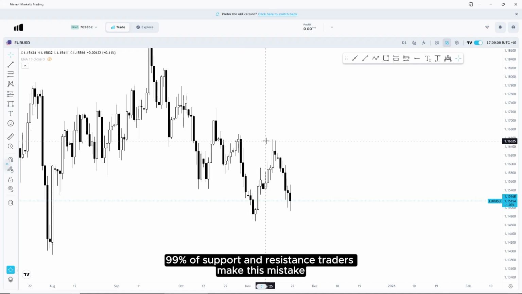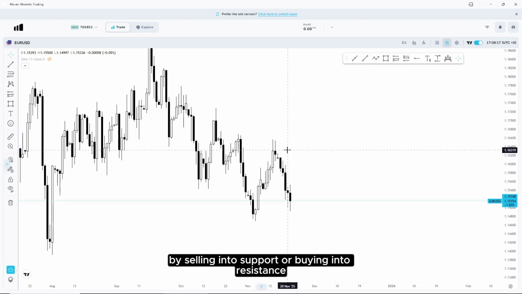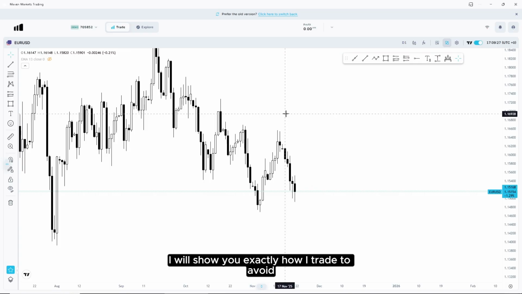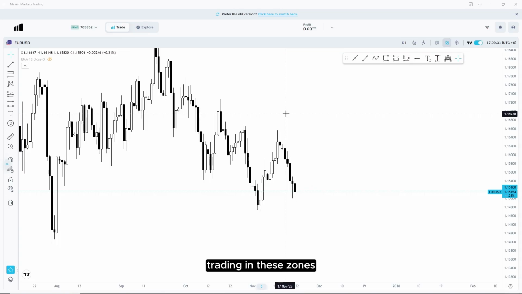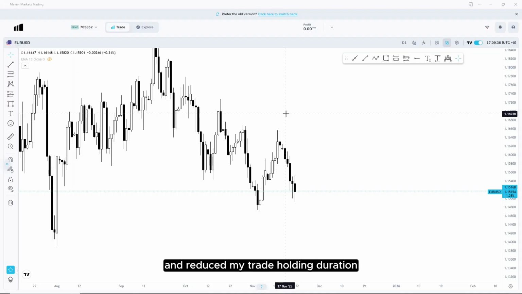99% of support and resistance traders make this mistake. They trade in the higher time frame support and resistance zone by selling into support or buying into resistance. I will show you exactly how I trade to avoid trading in these zones. This has drastically increased my win rate and reduced my trade holding duration.